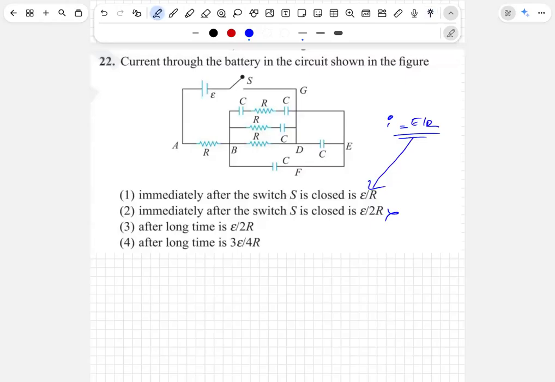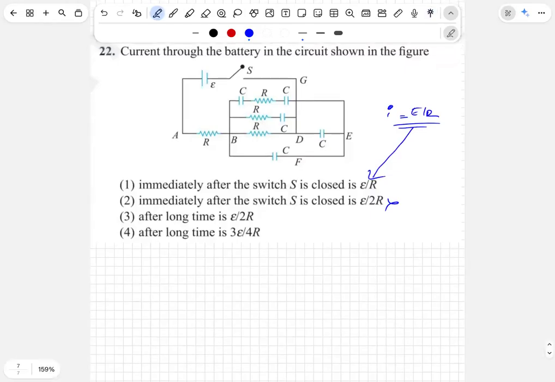So, when one is correct, two is wrong. After a long time, what will happen is that you avoid all the capacitor paths. The path is, even in that case, E by 2R.